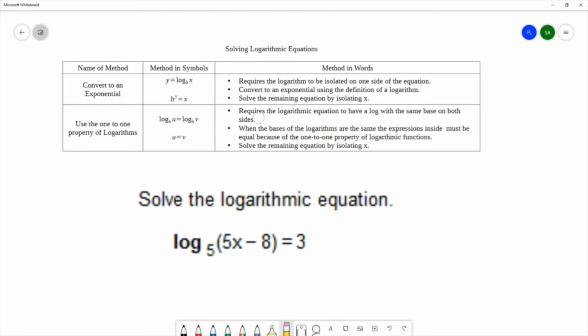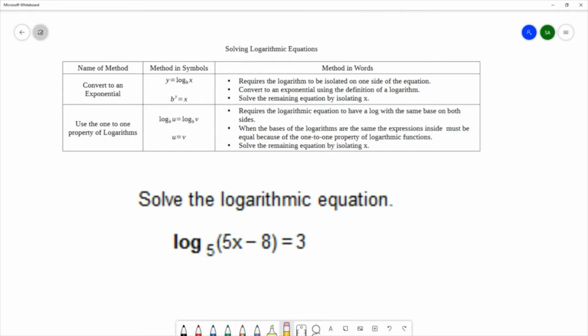This method requires the logarithmic equation to have a log with the same base on both sides of the equation. And when the bases of the logs are the same, the expressions inside must be equal. And that's because of the one-to-one property, or the property of equality. And then we'll solve the remaining equation by isolating x.